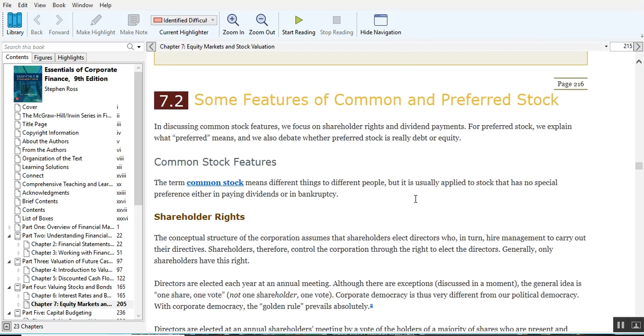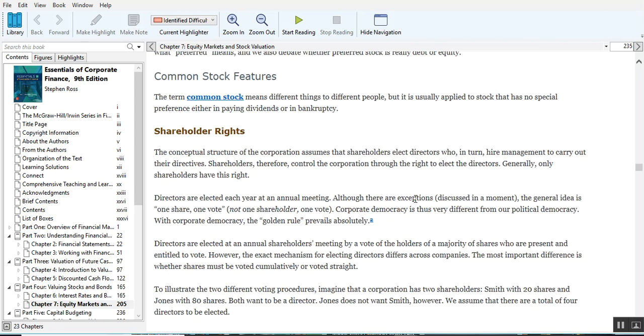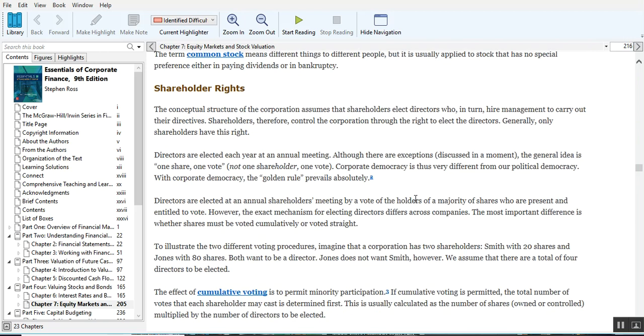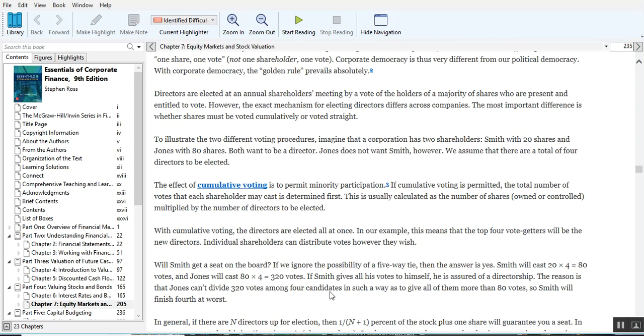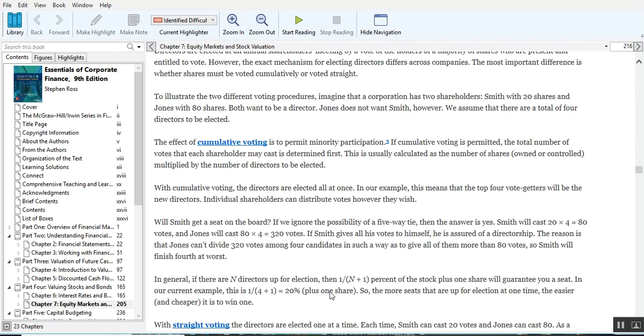Now, when we talk about features of common and preferred stock, common stock is going to be the stock that has no special preference in paying dividends or bankruptcy. Shareholders have equal rights in the company through common stock. Typically, they vote with common stock for the board of directors at an annual meeting. And there are two different ways that those votes can be acquired. There may be cumulative voting, which basically would allow a minority interest to accumulate a series of votes for one particular candidate for the board so that they could have a minority voice on the board. But they may also not have that.